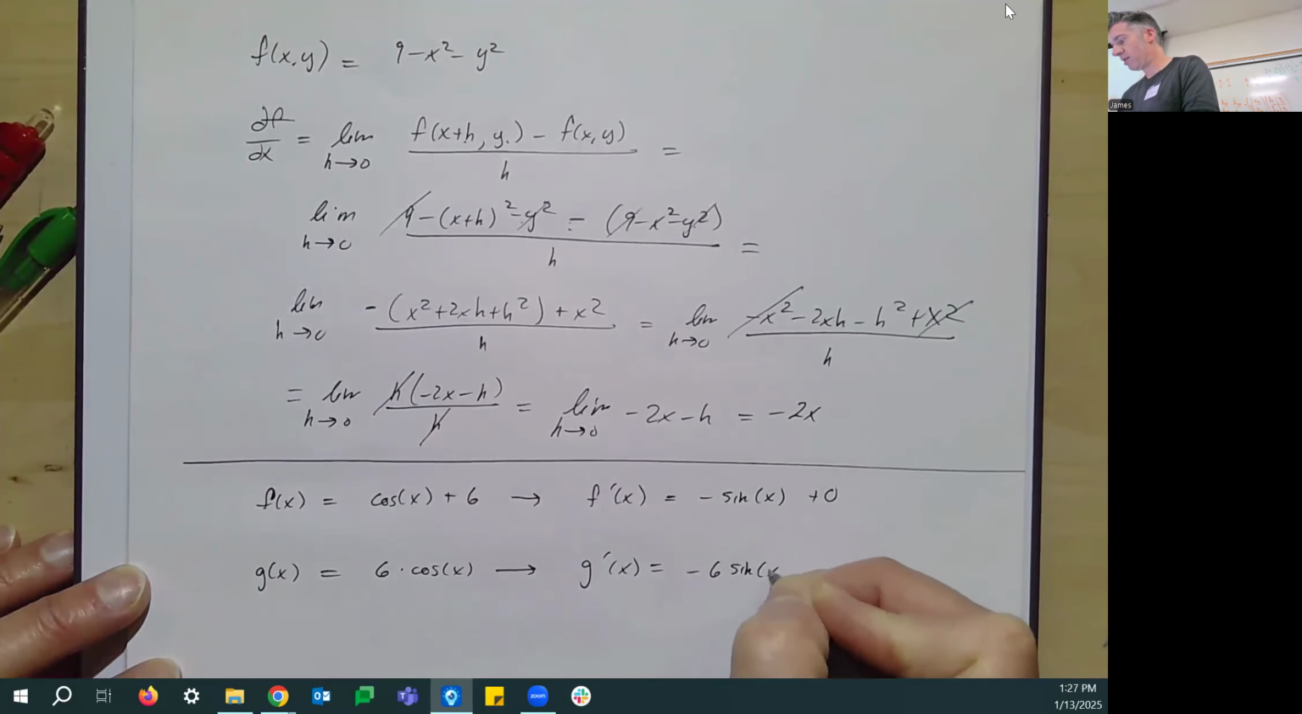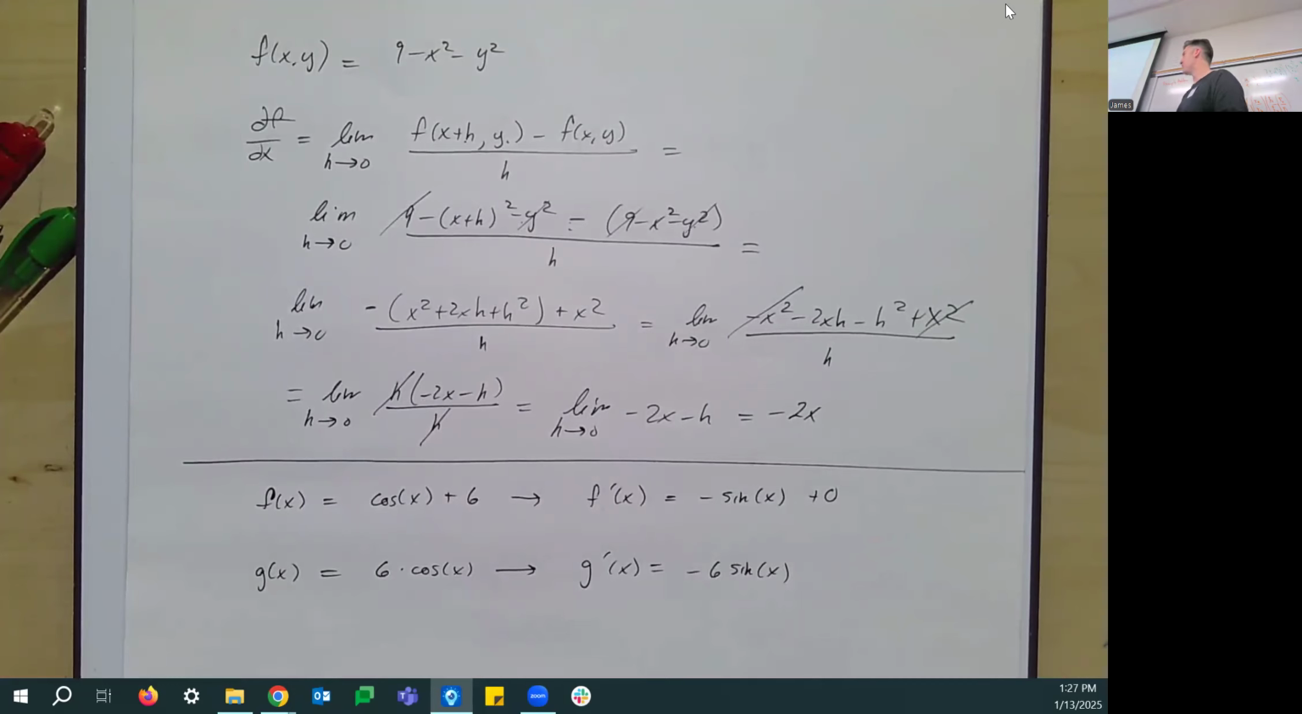Right. So the point being, which I've already alluded to a few times, is that if you have a constant by itself, its derivative is 0. But if you have a constant multiplying a function of the variable of interest, that constant multiple hangs out, as I like to say.